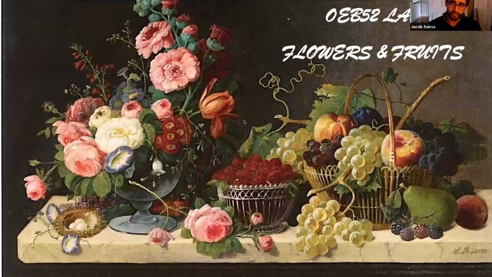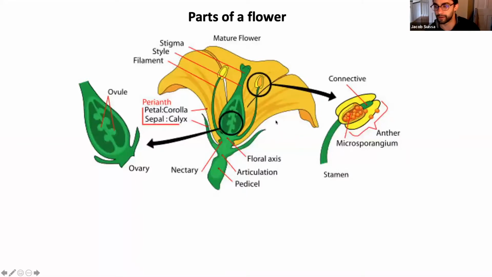So today, the lab we're going to be doing is flowers and fruits. Historically, these two labs were separated, but given the current circumstances, we are going to combine them. First I'm going to talk about flowers and then I'll talk about fruits. This looks like a complex slide, but there are many different parts of a flower, and they're all different modifications of leaves, essentially, evolutionarily.